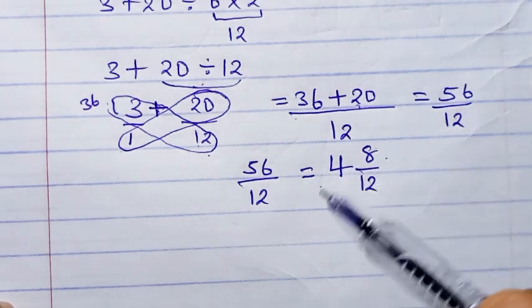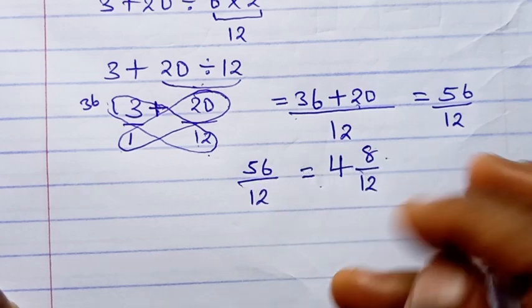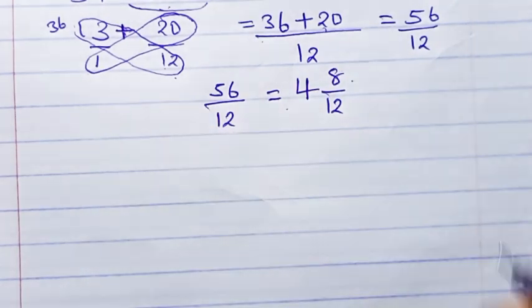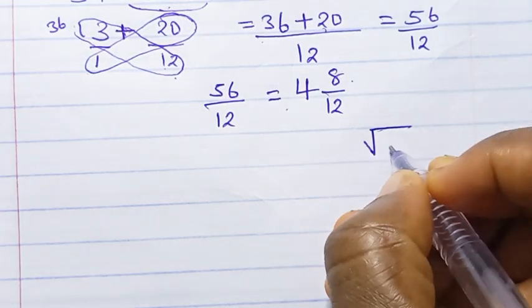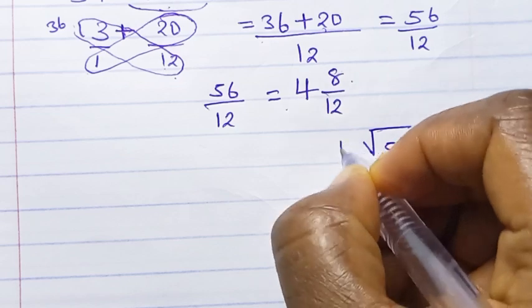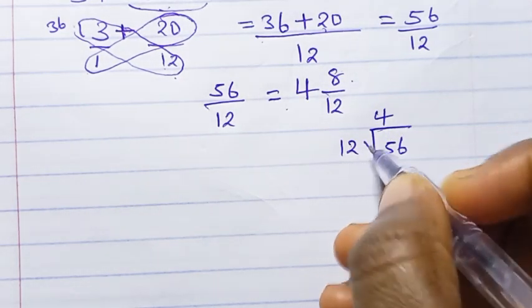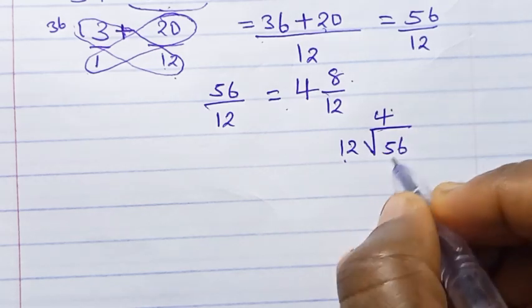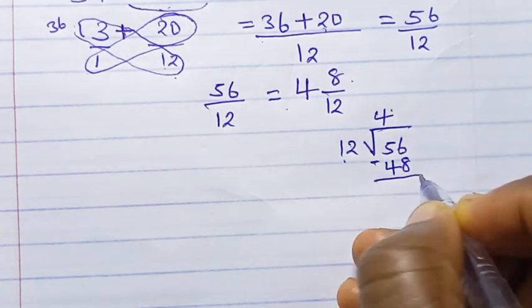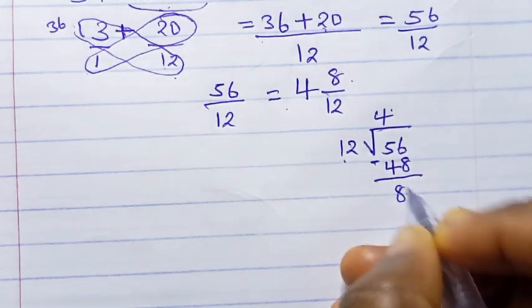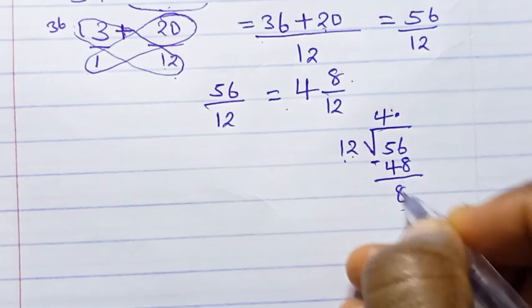We can also write this answer out in decimal form. Okay, so let's go. Doing it in decimal form, you have 56 divided by 12. 12 will go into 56 4 times. Then you now say 12 times 4 is 48. You put it under here and do your subtraction. Okay, so when you subtract, you're going to have 8. Now 12 cannot go into 8, so you put your point here and add 0.